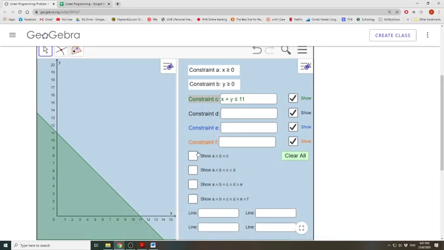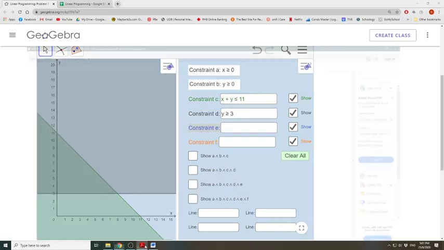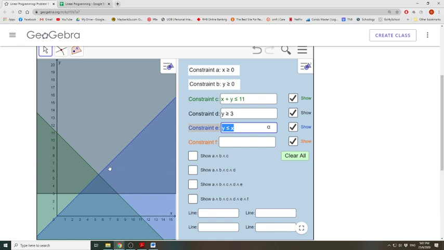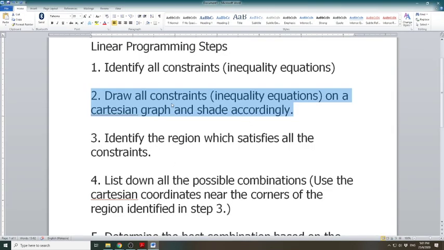y more than or equal to 3. And the last one is y less than or equal to x. Now notice where the region is. So this is step 2 we have already done.